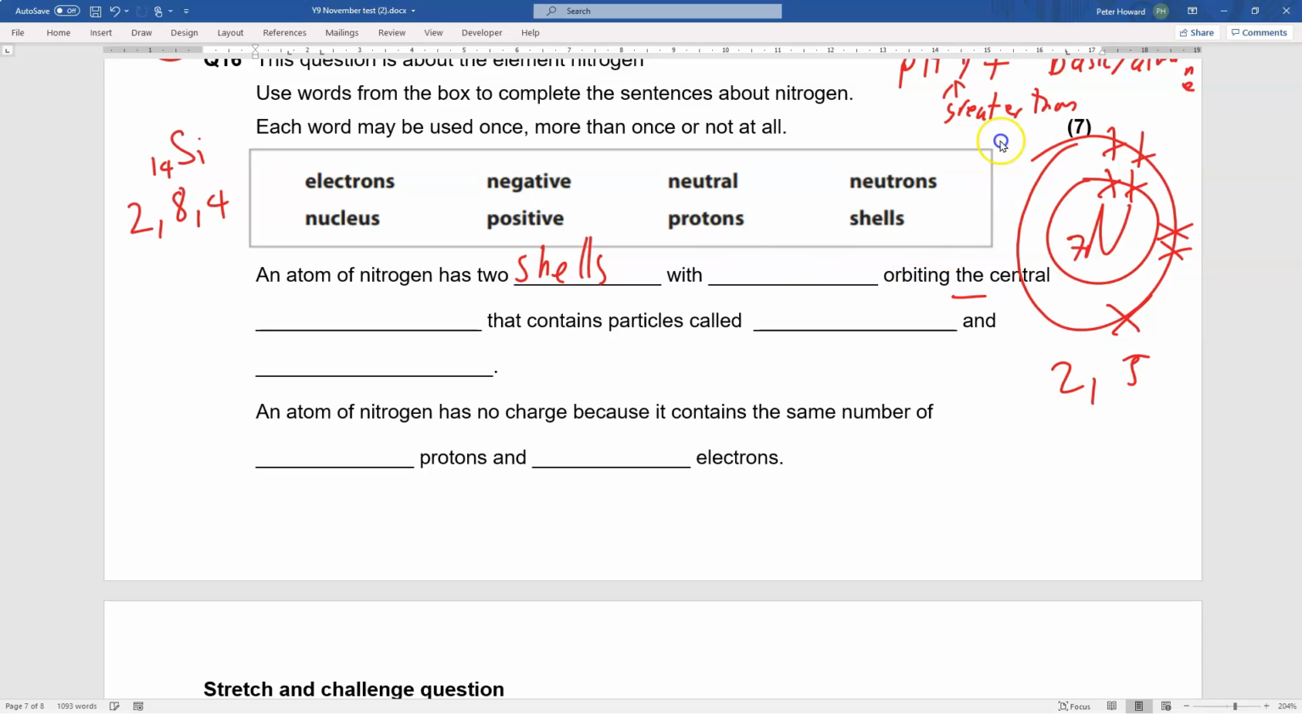2 shells with what orbiting around? The X's represent electrons. And what is it orbiting? In the centre of the atom, we will find the nucleus, protons and neutrons. And the nitrogen atom has no charge because it has the same number of protons and electrons. Way back when there was a little table describing particles, you said protons were positive and electrons are negative.